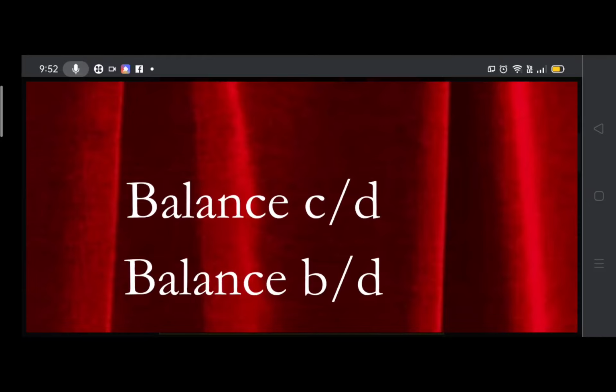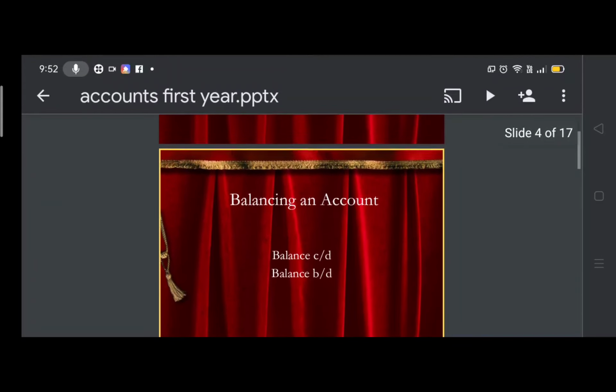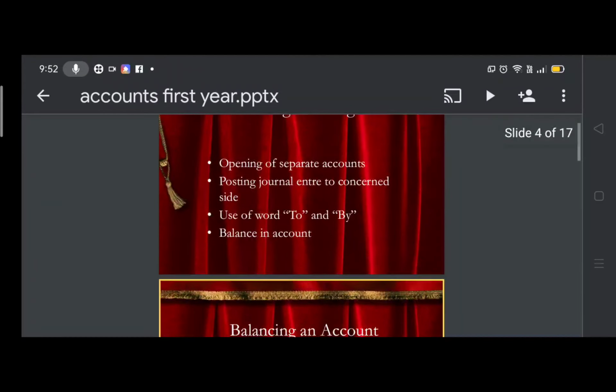So that was about the introduction part of the ledger, dear students. Hope you all have understood it.